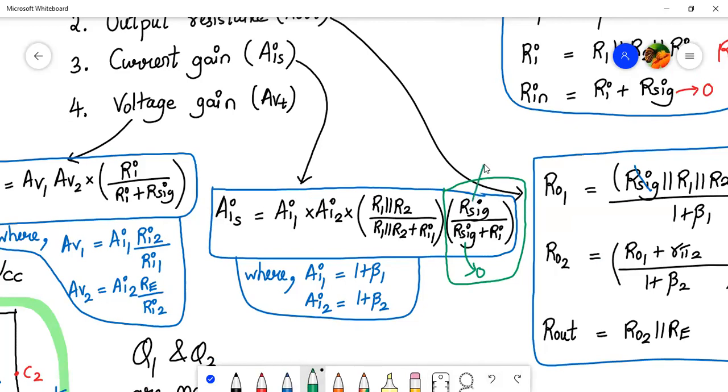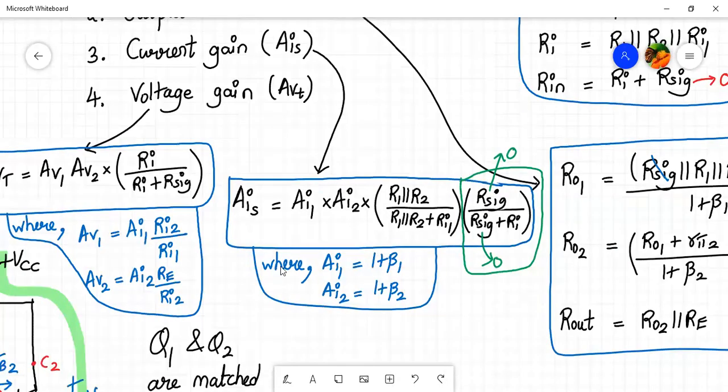Let me mark it with a green color. This will be 0. So 0 divided by 0 plus a very large number will be very, very small. So this term won't be present at all. All right, so let's move forward and calculate further.